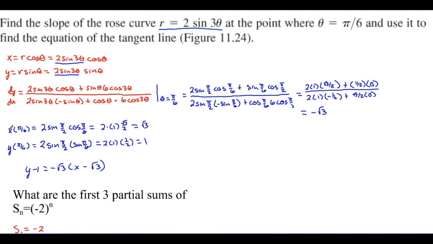Well, we need the point. We need x of pi over 6. That's square root of 3. Y of pi over 6 is 1. And then here's the equation of the tangent line. Y minus y1 equals the slope times x minus x1.